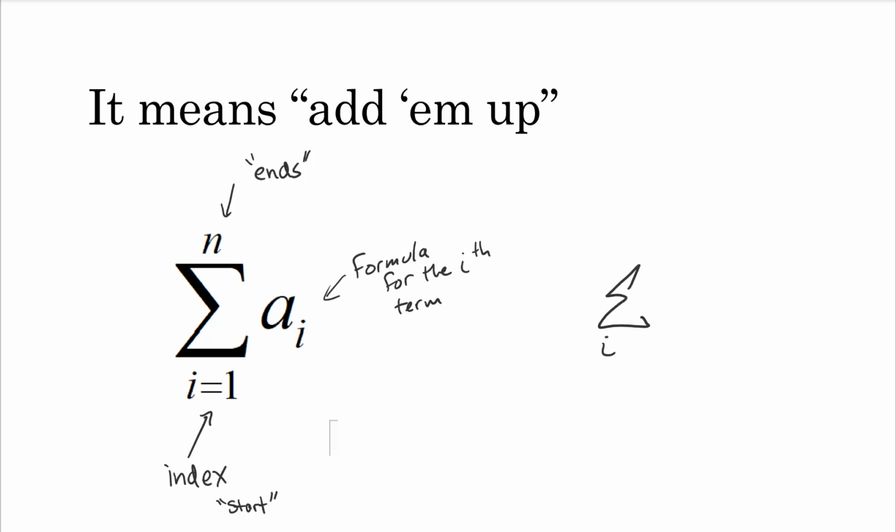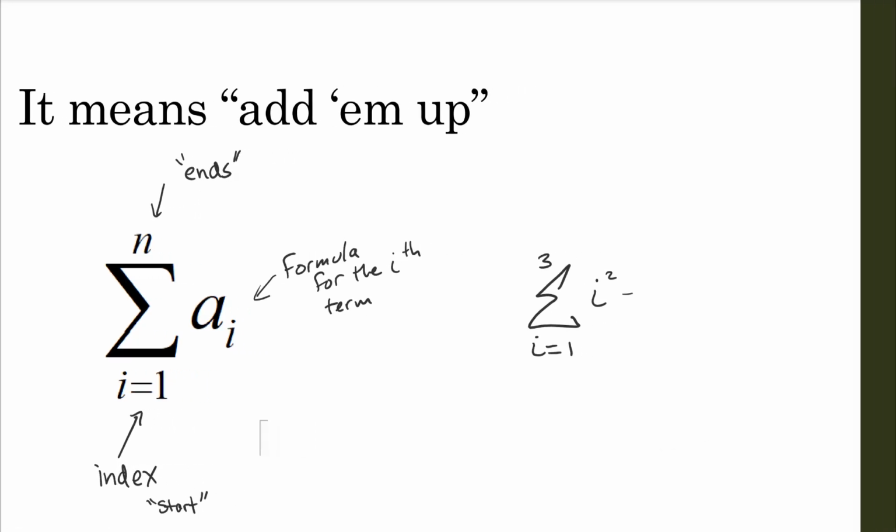So it'd be like, all right, i equals 1 up to 3 of, and let's put in something crazy. Let's get nutty. Let's call it i squared. Well, this is telling us down here, start at 1. So pop in 1 squared. All right, plus, we go to our next one, squared. What's the next number after 1?